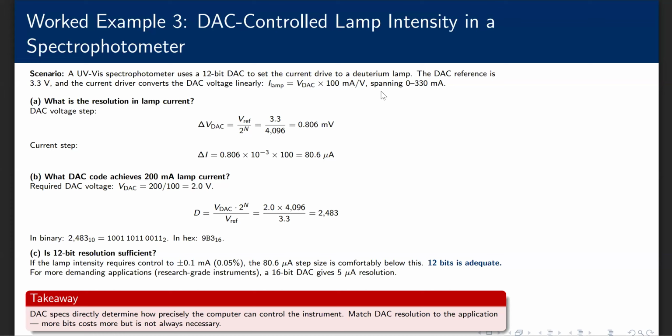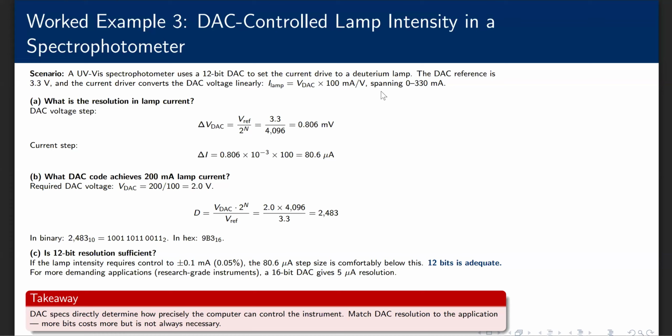Part C then, is the 12-bit resolution sufficient? If we need to control lamp current to plus or minus 0.1 milliamps, that's 0.05% precision. The 80.6 microamp step size is comfortably below this, so 12 bits is fine. For research grade instruments needing tighter control, a 16-bit DAC gives a 5 microamp resolution.